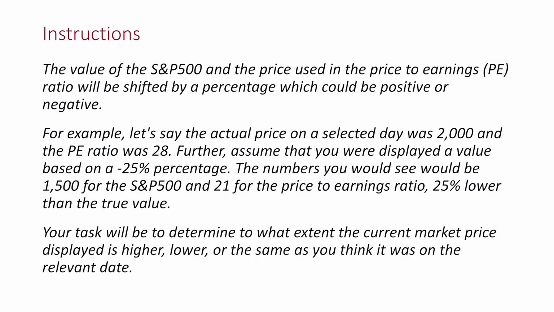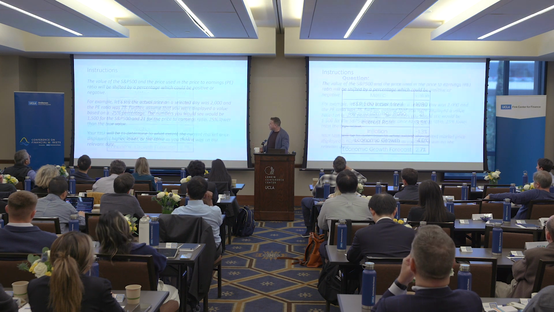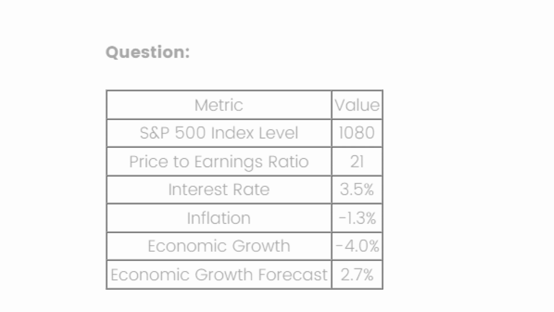It said the value of the S&P 500 and the price used in the price to earnings ratio will be shifted by a percentage, which could be positive or negative. We gave an example of a price being shifted, and then at the bottom we said, your task will be to determine to what extent the current market price displayed is higher, lower, or the same as you think it was on the relevant date. And then people online saw a scenario like this of a specific set of days.